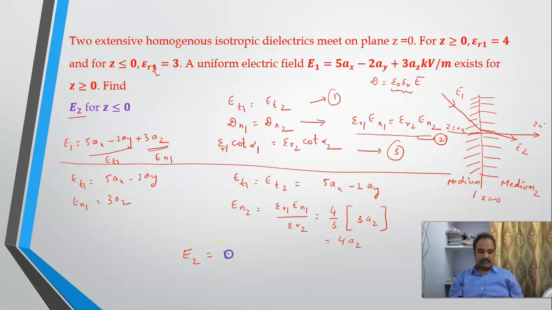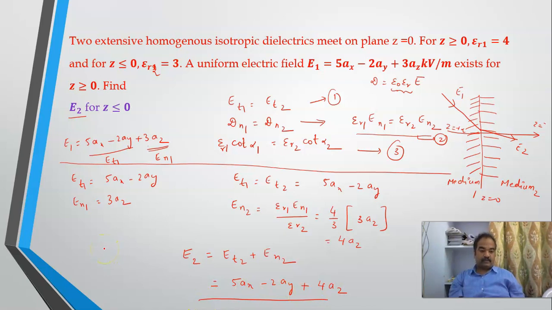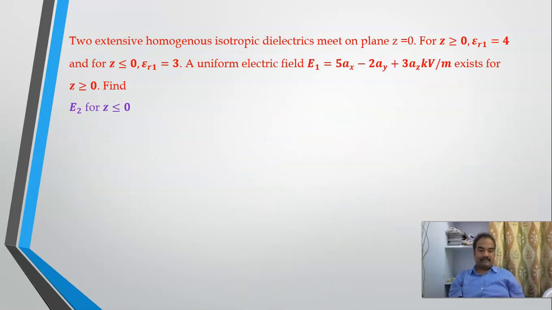E2 is now Et2 plus En2, which is nothing but my Et2, which I have as 5ax minus 2ay, and En2 is my 4az. So this is my E2. The first component is solved now. Now we will move on to the second one.